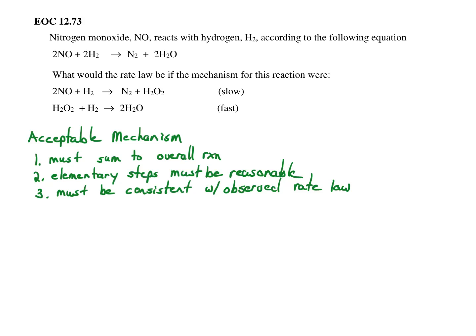When we're considering a proposed mechanism, we need to make sure that the mechanism is acceptable in terms of, one, it must sum to the overall reaction, two, the elementary steps must be reasonable, and three, it must be consistent with the observed rate law. When we look at this proposed mechanism, we want to, number one, make sure that the two steps sum to this overall reaction and that it's consistent with the observed rate law.